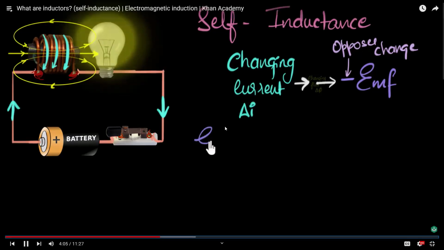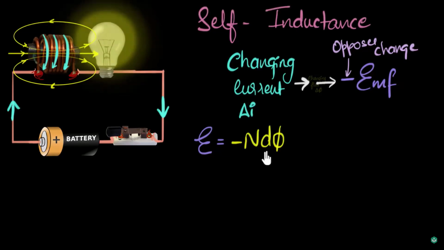Faraday's law says that the induced EMF in any coil equals... Anybody can tell me the formula? What is the Faraday's law formula? Induced EMF is equal to minus N d phi by dt, where phi represents the magnetic flux. You can call it magnetic flux, phi B, d phi B by dt.